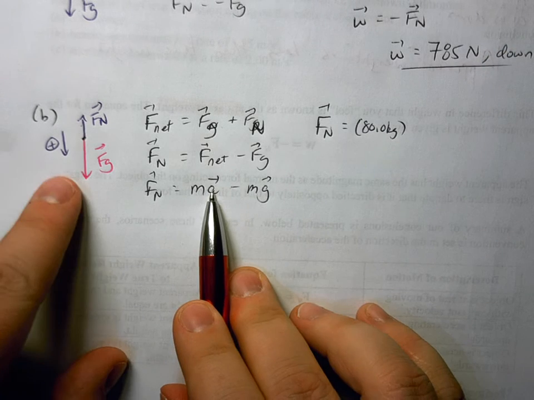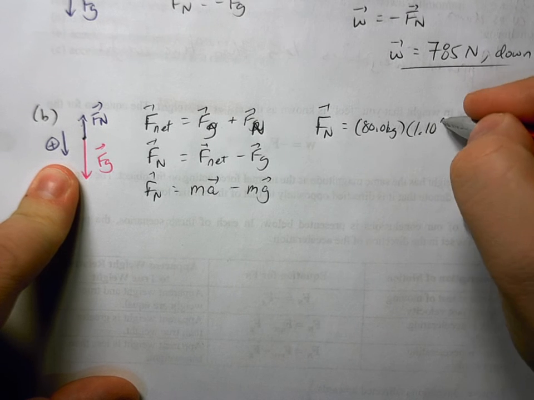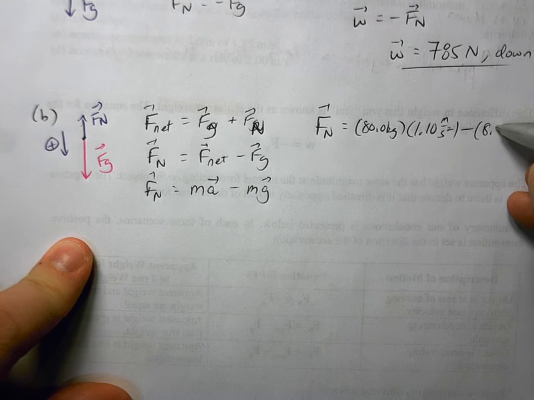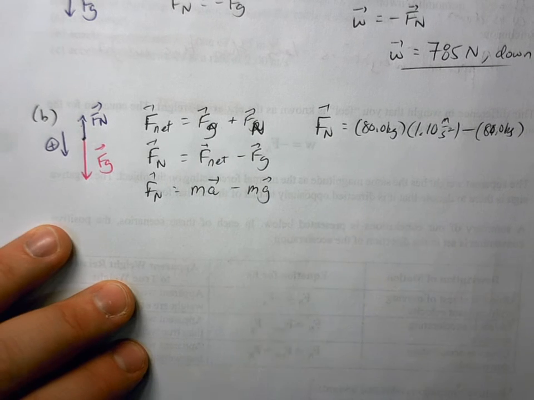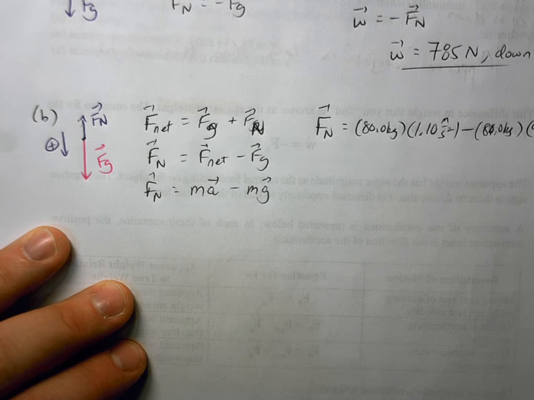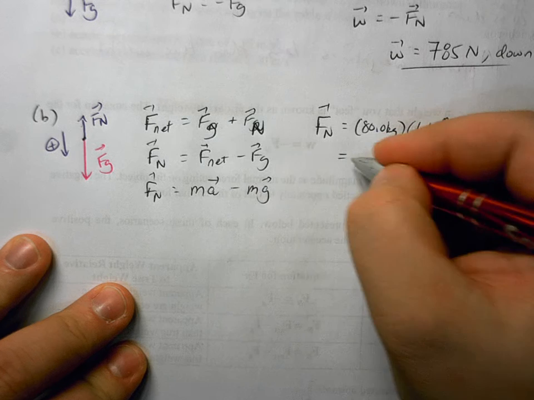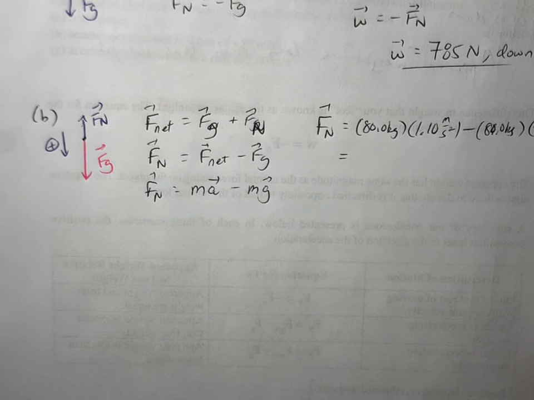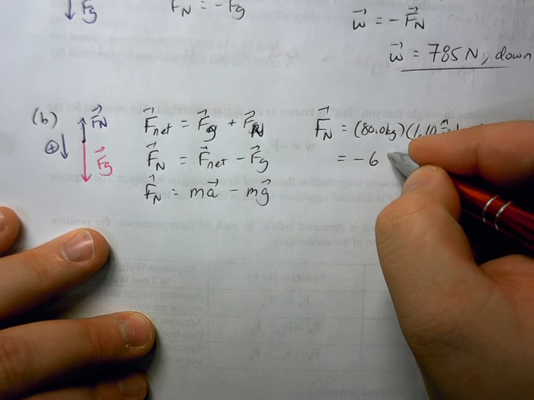The net force is going down, and I've called down positive, so we're going to enter the acceleration in as positive 1.10, and then we're going to subtract off the 80 kilos multiplied by the acceleration due to gravity. It is also down. We know that down is positive. So we're going to call this 9.81 meters per second squared, positive. Now, when we do this in the calculator, we're going to get a negative number, so we might not like that too much, but it's okay.